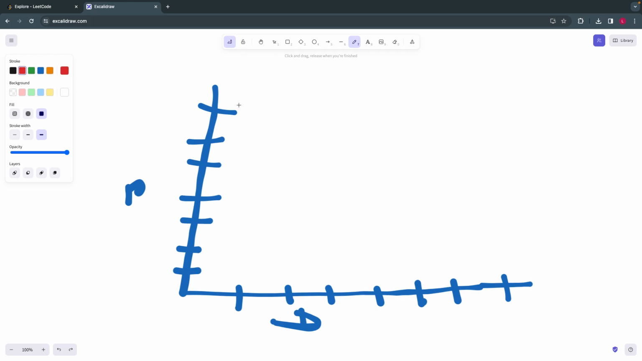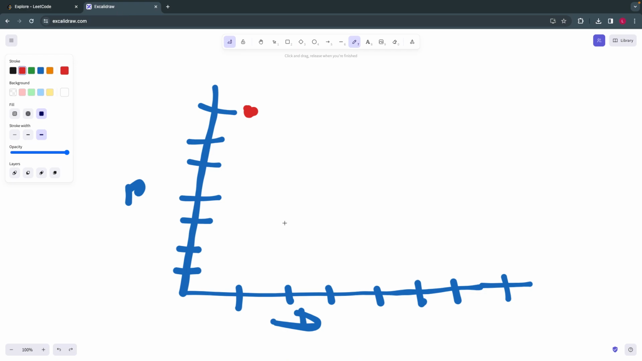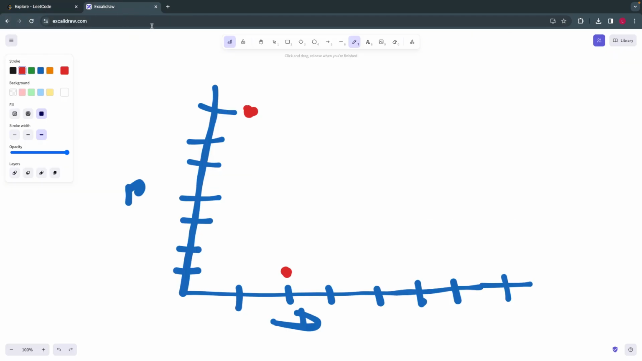So 7 is the price, and the next day, day 2, is 1, right? So day 2 is 1, and the next day, if you see, 5, then 3, 6, 4. Day 3, 5, right?